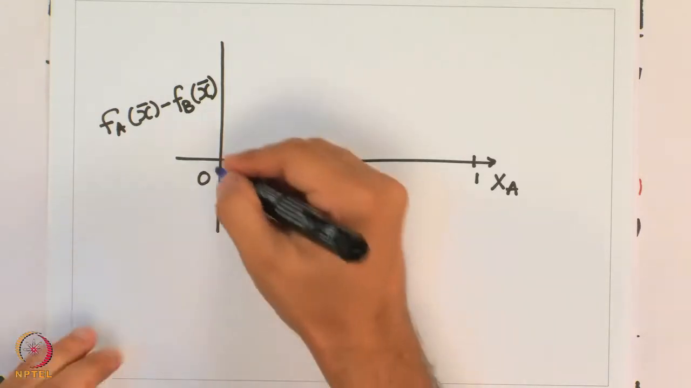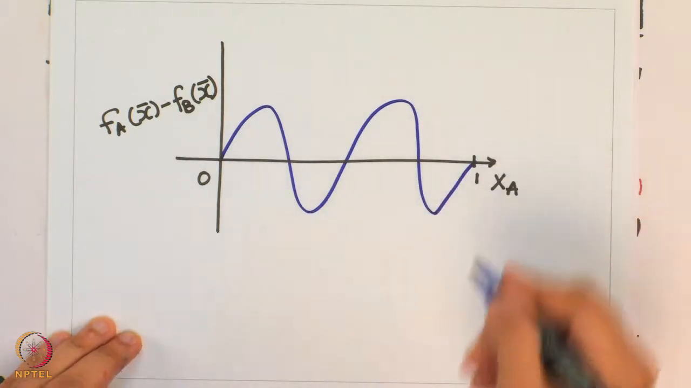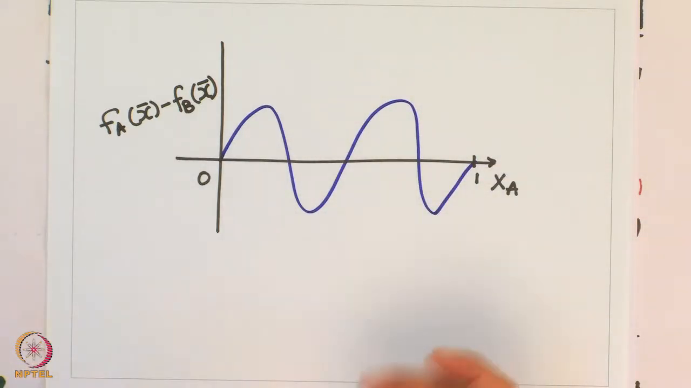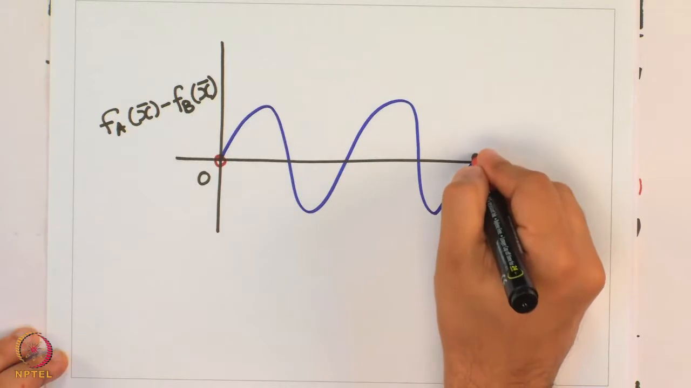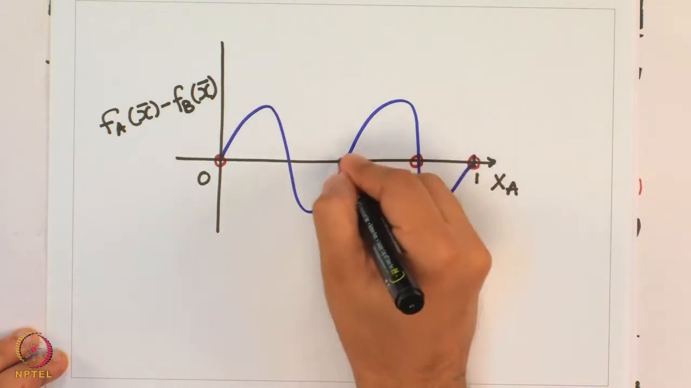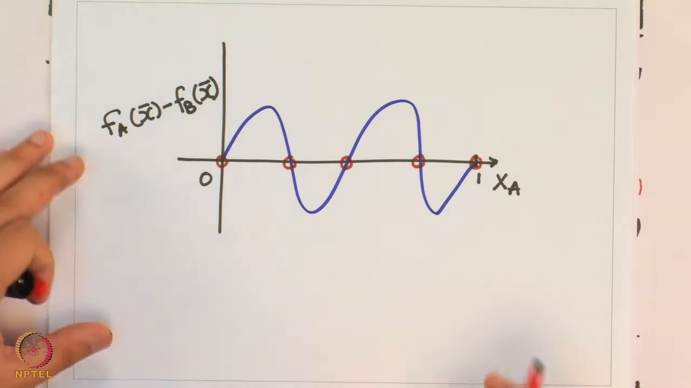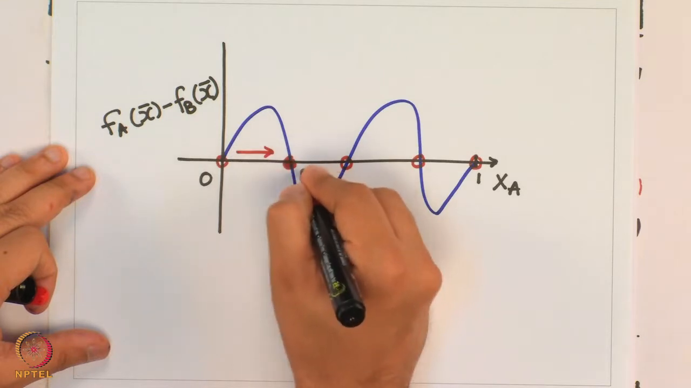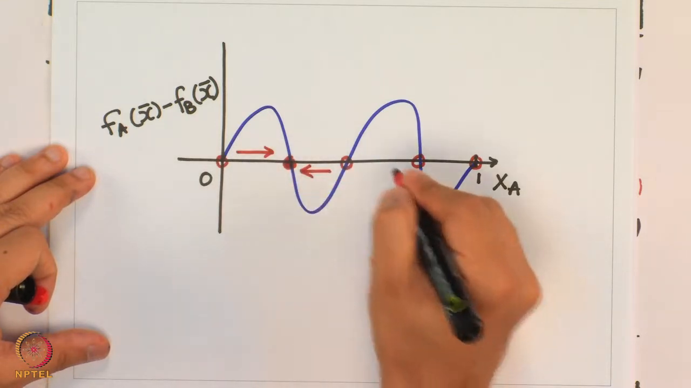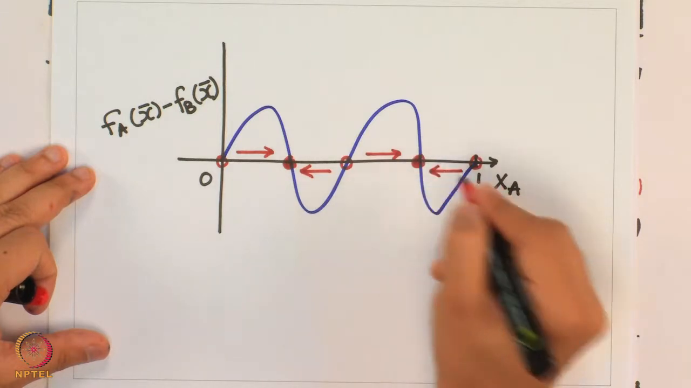So, if your graph looks something like this, now you have lots of stable steady states associated with the system. X a equal to 0 and 1 always exist, and in addition you have these 4 intermediate states. And what you should show is that in a scenario such as this, this represents a stable steady state, this is an unstable steady state, this is a stable steady state, this is an unstable steady state.